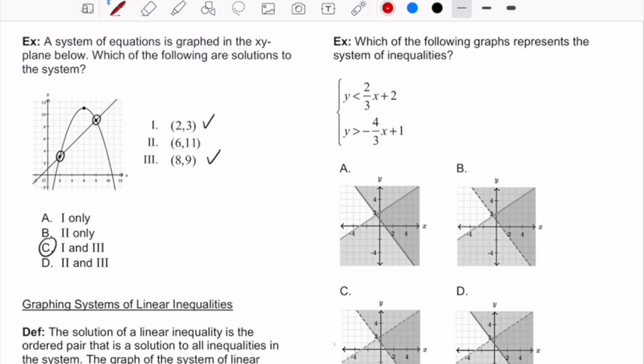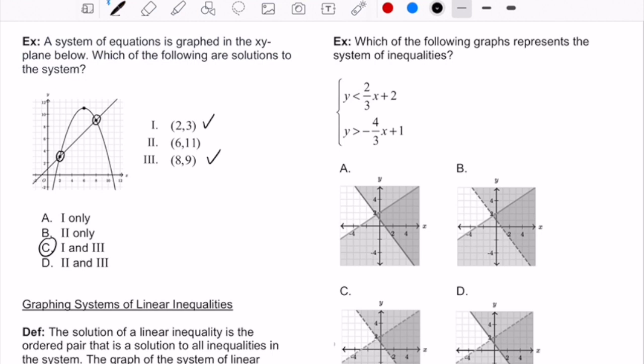The next example asks you a similar question, except the graphs are already graphed for you. Let's take a look at the answer choices on this one to see how they're different. So the lines are all in the same places. The shading is all happening in the same direction. The only thing that's different is that some of the lines are solid and some of the lines are dashed.